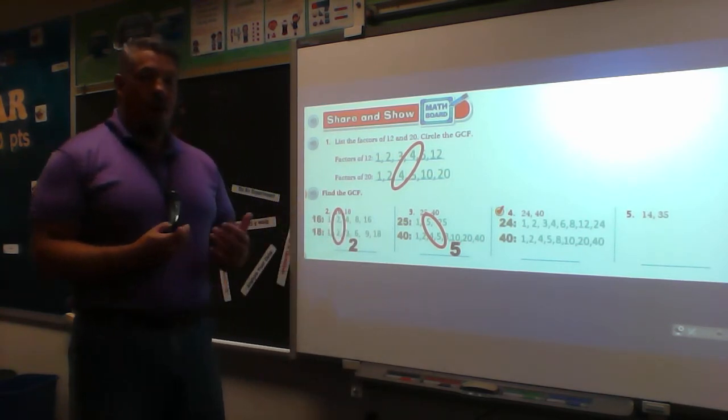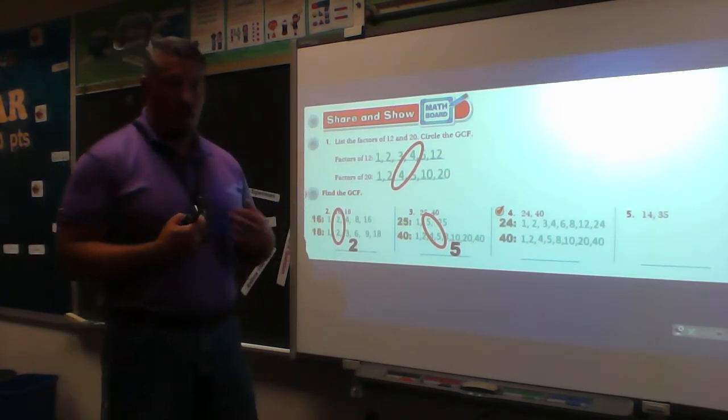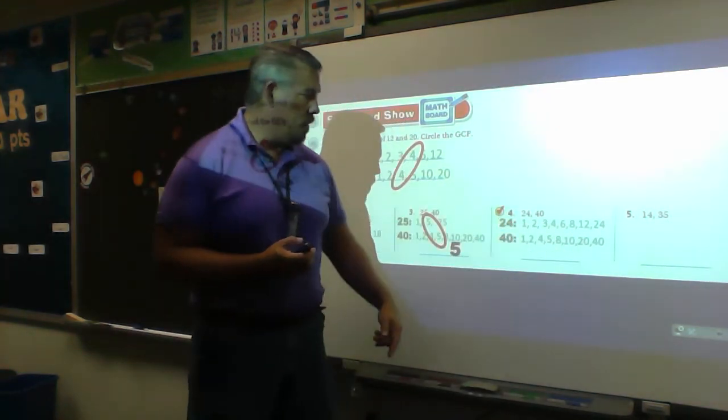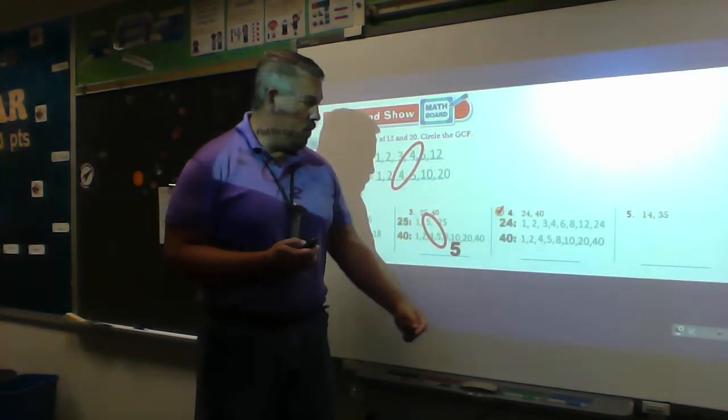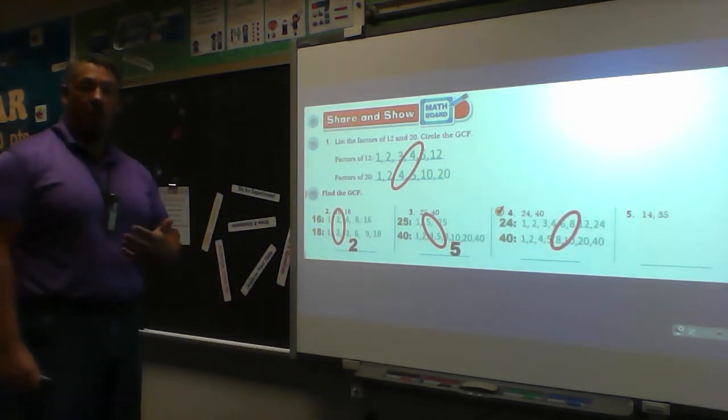Once I've done that, now I look for the greatest one that they have in common. I usually start with my smallest number and just look at the bottom, see if it matches up. 24, it's not there. 12, no. 8, 8 is there. So 8 is going to be my greatest common factor.